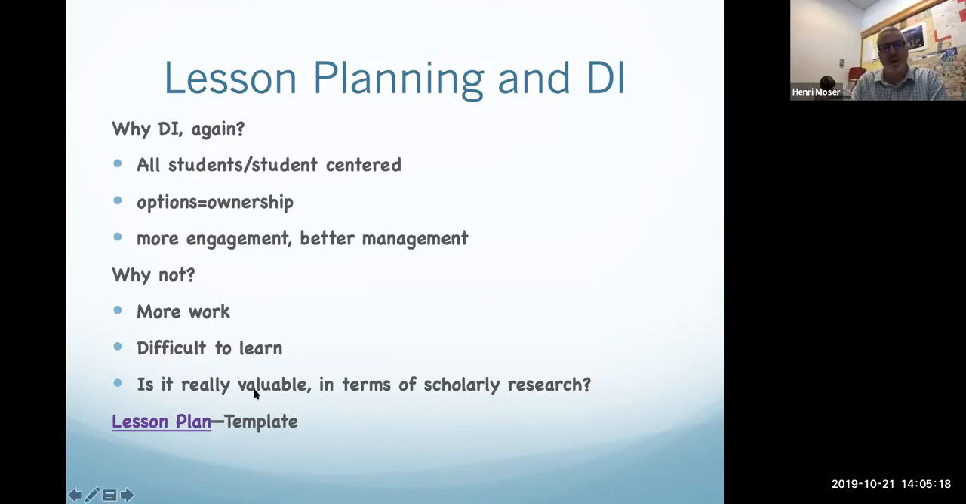So that's just kind of a why not, and I'm trying to address it in terms of the research. When we look at why not, a lot of teachers are frustrated with why they don't differentiate or why they're choosing not to, because B, right here, it's difficult to learn, okay? It's tough.